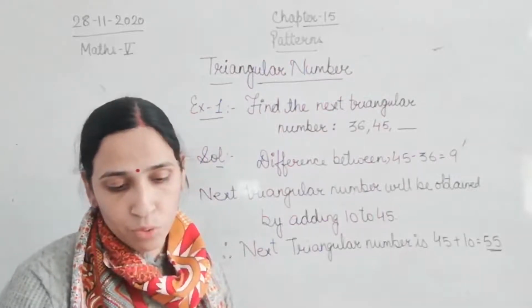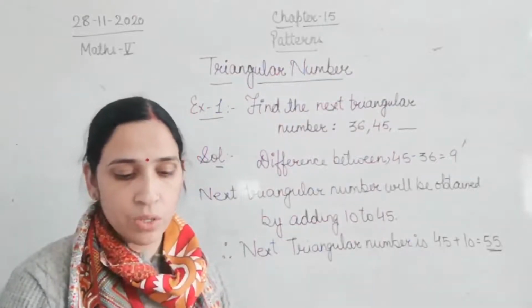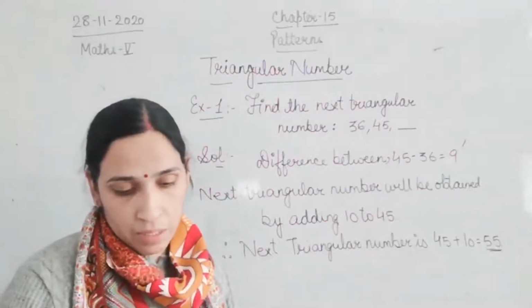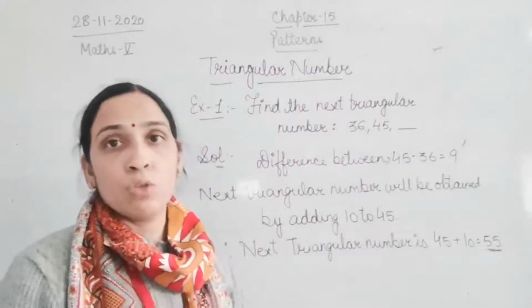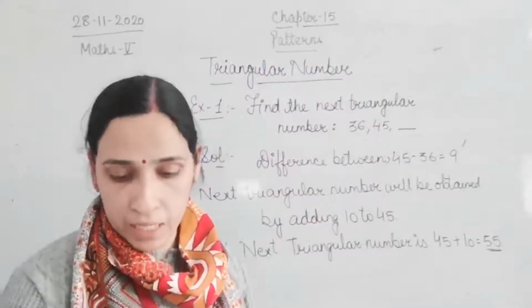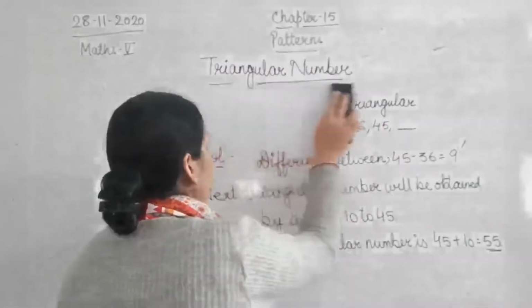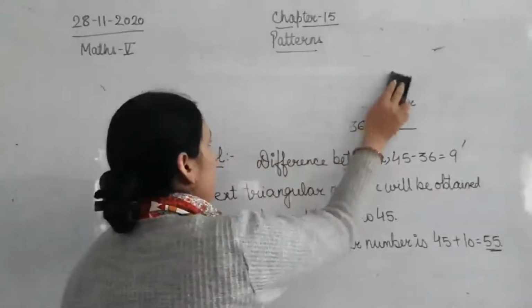Now example 2: you are given 21 coins of the same denomination, and you have to arrange them in two ways. That is another practical problem, about how coins can be arranged. So children, now we'll do example 3.